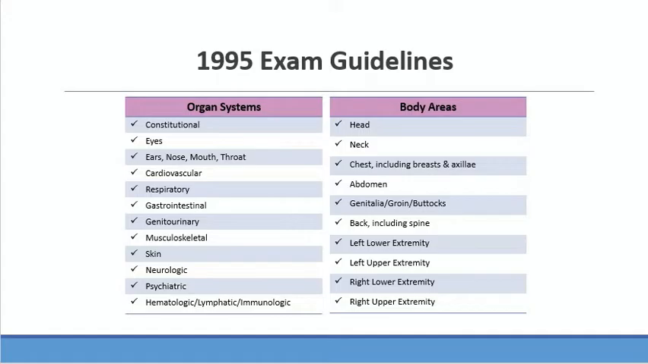The 95 guidelines do not specify how many exam findings must be documented in each organ system or body area for the provider to receive credit for that organ system or body area. Some organizations will put their own criteria in place about how many findings must be documented in each system or body area if they feel that this will minimize their risk if they should come under payer scrutiny.